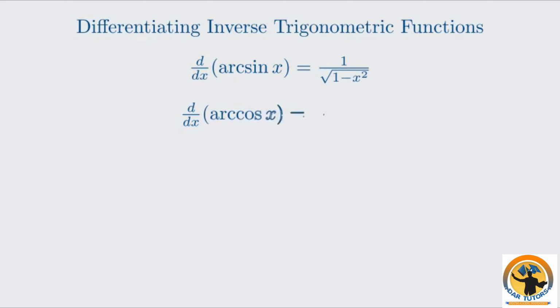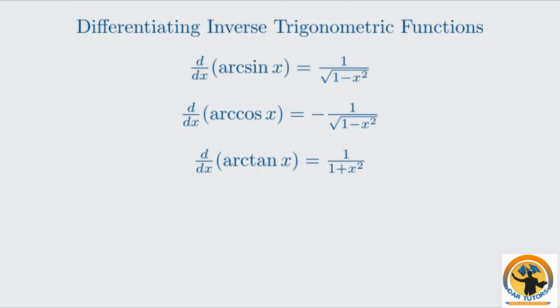These functions, like arcsin, arccos, and arctan, are the inverses of the standard trigonometric functions. You are expected to know the derivatives of these functions. Let's list them out. The derivative of arcsin of x is 1 over the square root of 1 minus x squared. The derivative of arccos of x is the negative of that, negative 1 over the square root of 1 minus x squared. And the derivative of arctan of x is 1 over 1 plus x squared. These are the fundamental formulas.